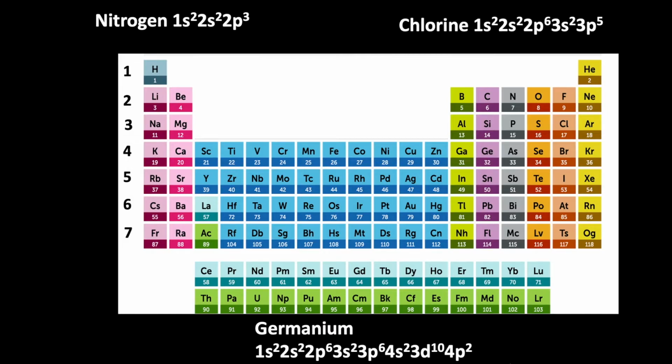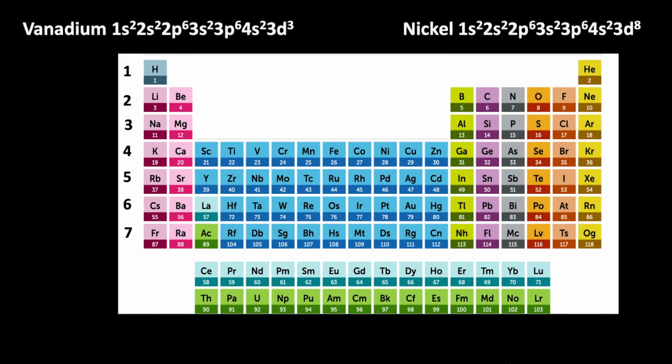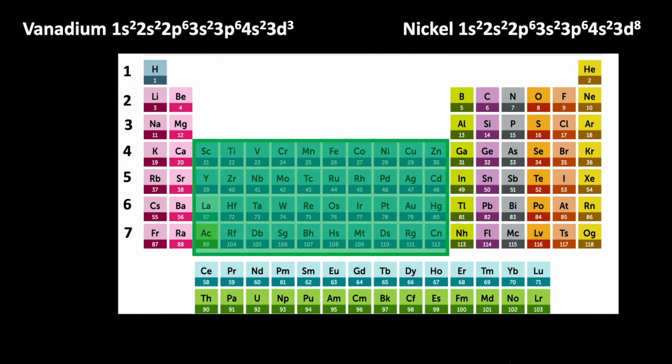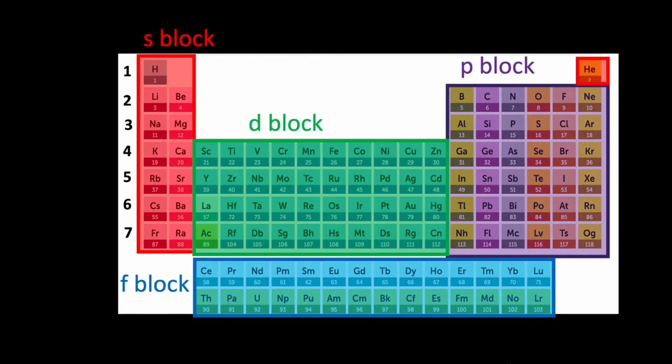So strangely enough, all of those blocks are called the P block. And you guessed it, vanadium and nickel, they end in D. So those in the middle are the D block, and if we were so excited we wanted to, we could go and look at the F block as well, and we'd find they were in the F subshell. So that's how we divide the periodic table up into the 4 different blocks.